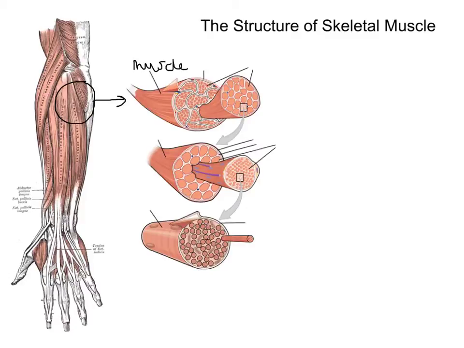And in fact, just for completeness' sake, that white bit that you can see at the end, that's what we call a tendon. Tendons are sort of sheaths that connect muscle to bone. So that little white part that you see at the end of the muscle is a tendon.